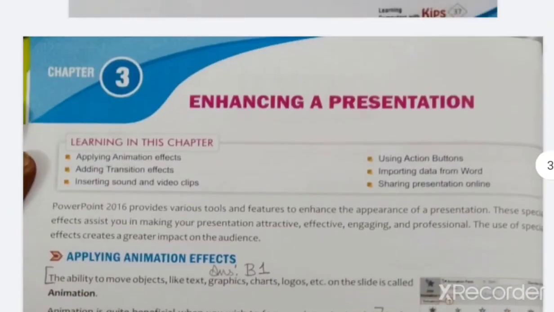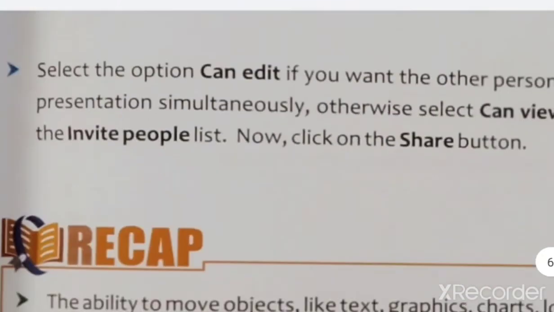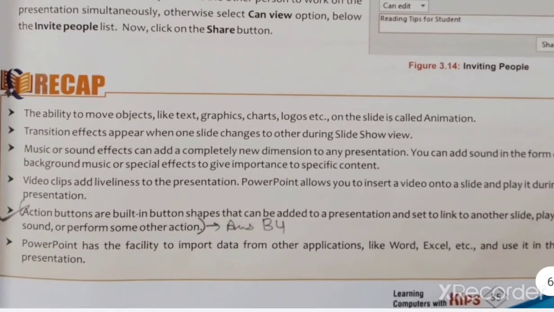Then let us move to a last question. What is an action? Why is it used in a slide? So answer is on page number 35. Let us move to page number 35. This is your 35th page. So here you can see recap. Point number 1, 2, 3, 4, 5. The fifth point you can see on the screen. The fifth point is your answer number 4.